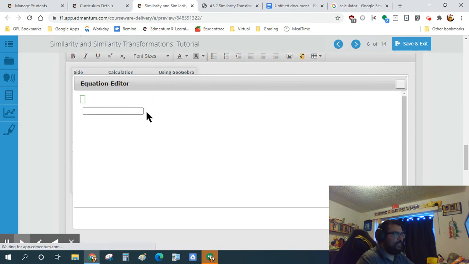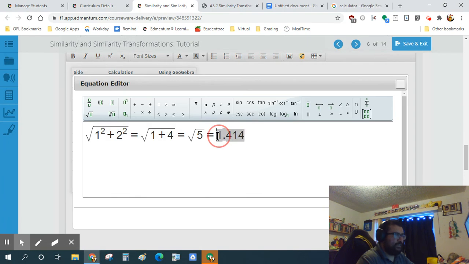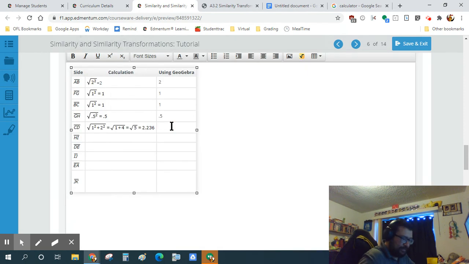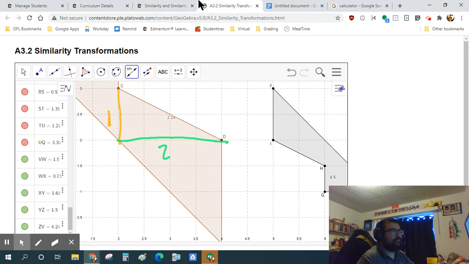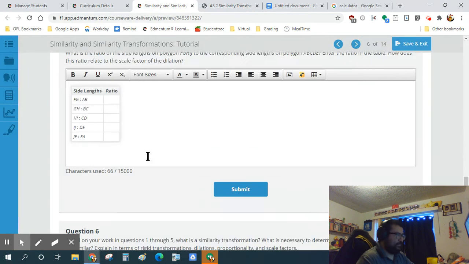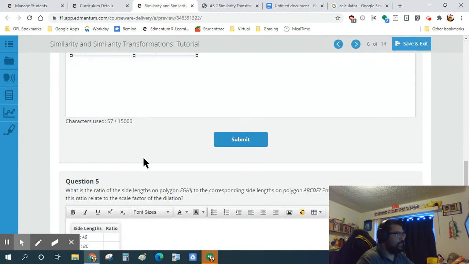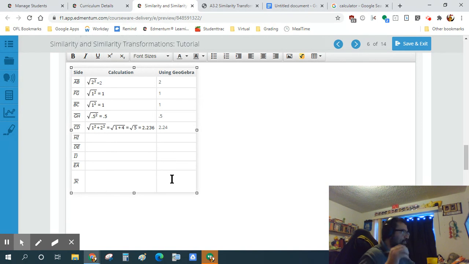So let me edit this because I didn't realize square root of 5 is bigger than the square root of 4. 2.236. And GeoGebra just translated that into 2.24. They simplified it a little bit. So that's all we're doing here. We're just doing Pythagorean theorem. Ooh, I don't even know if we're going to be able to finish the first activity for this one. So just to move on a little faster, you guys can see how I'm doing the work.